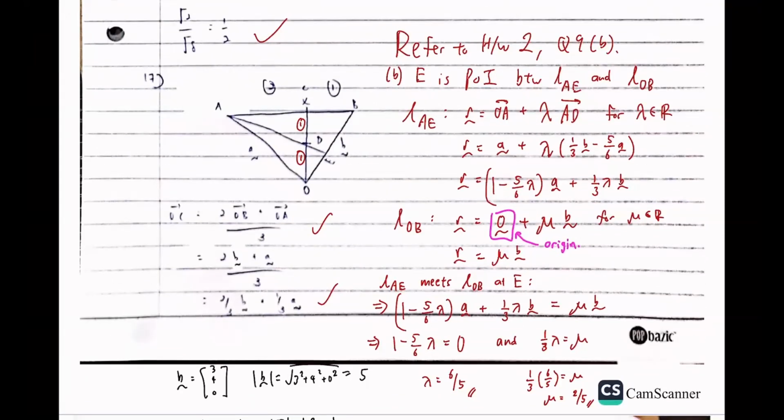Well done. Then question 17, refer to vectors homework 2, question 9b. Do you know what that is? Homework 2, I went through in class. Question 9b. So the strategy here is to find the equation of the line and then find the point of intersection between the lines. But you must write down the equation of the two lines, line AE and line OB, in terms of vector A and in terms of vector B.